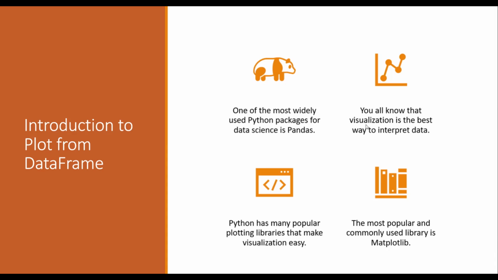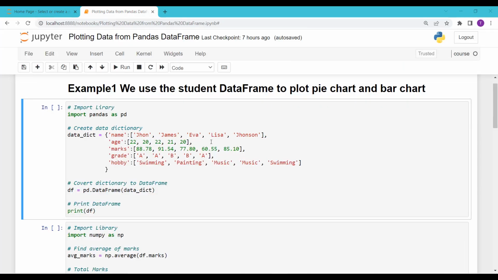So in this video we will learn to plot data from a Pandas DataFrame using the Matplotlib library, and the most effective way to learn this concept is with the help of an example. So I will show you an example to clear the concept. Here I create an example with a student DataFrame, and using this example we will learn to plot a pie chart and a bar chart. Firstly, I will explain the code line by line.